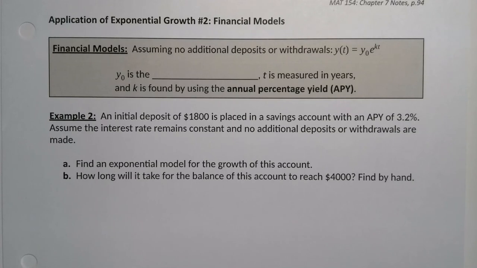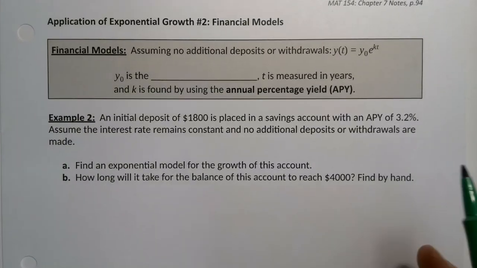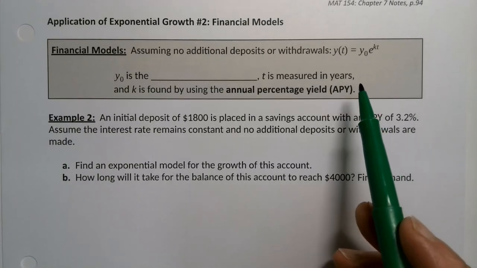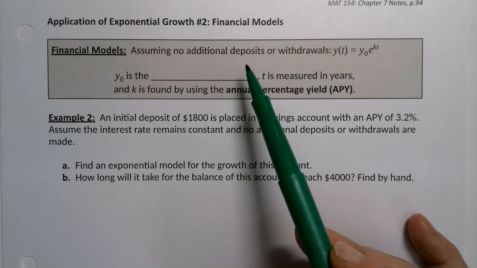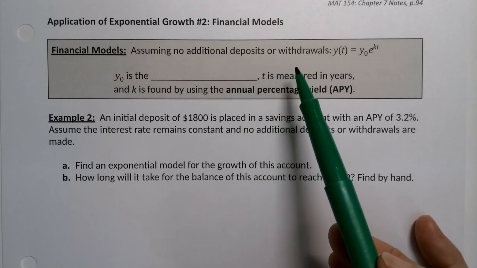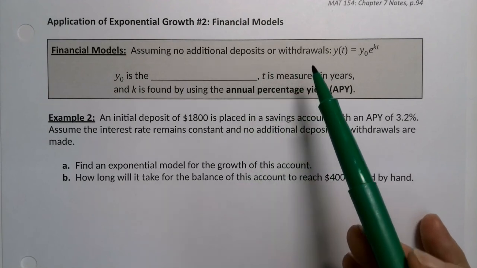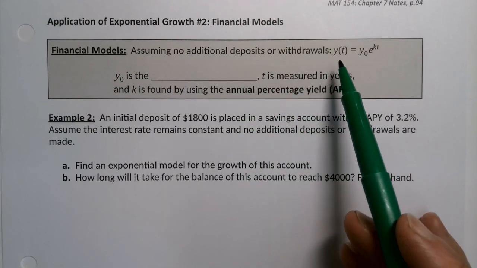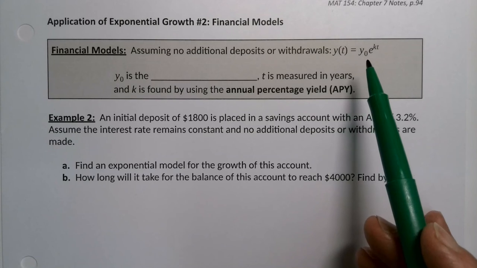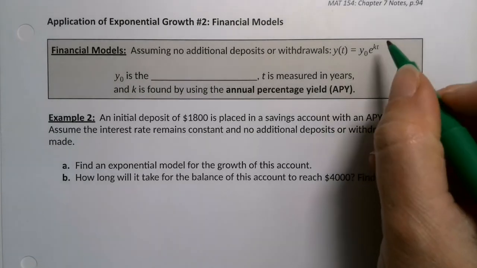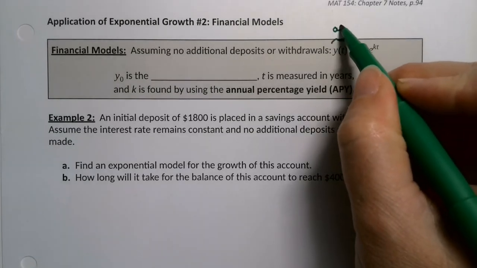Our next application of exponential growth would be a very common one for anybody in an algebra class. It's financial models. So the model for the amount of money in an account, assuming no additional deposits or withdrawals, which is a big assumption, makes it kind of unrealistic, but making that assumption, then y of t is equal to y0 e to the kt, and y of t would be equal to the amount in the account.